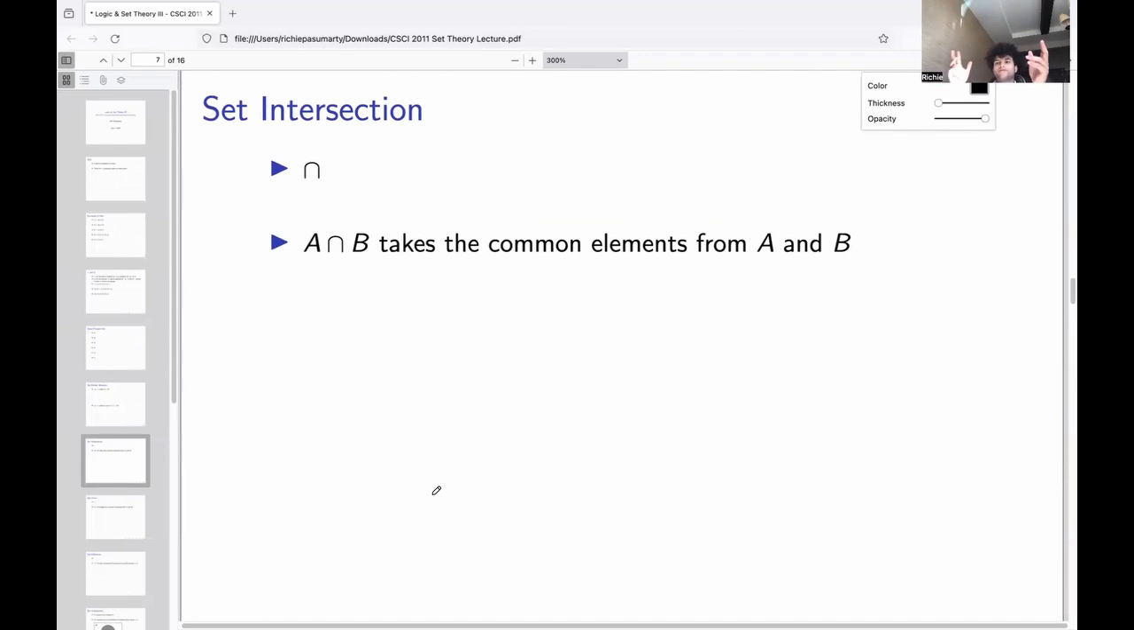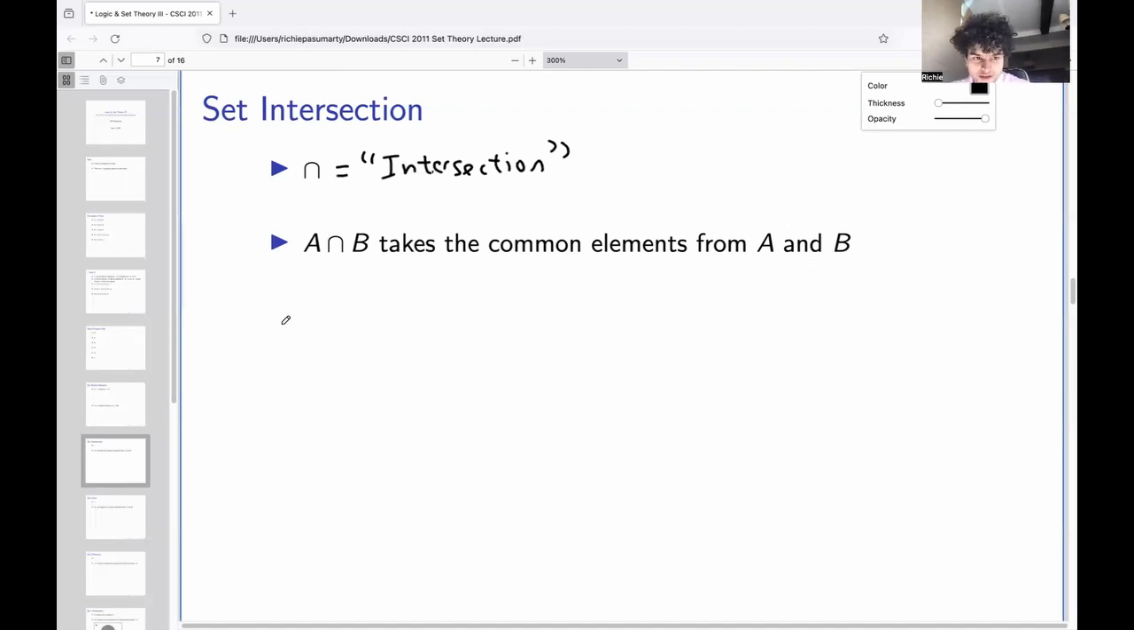Okay, so now let's say that I have two sets, right? A common thing which people do is they take the intersection of these sets. So this symbol right here, we read it in English like intersection. So right here, we read it as A intersection B. A intersection B just takes whatever elements are common to both A and to B.